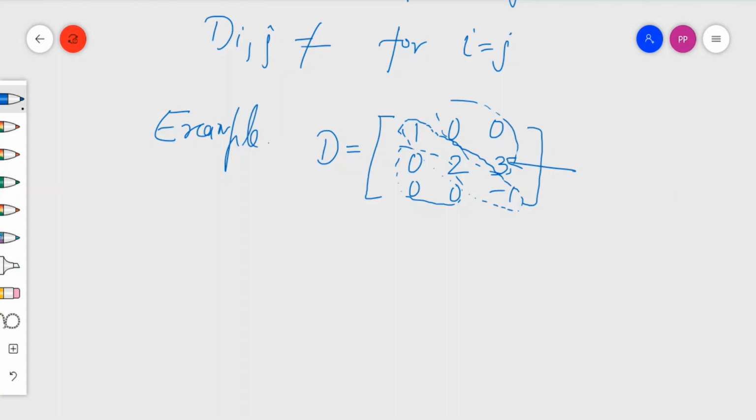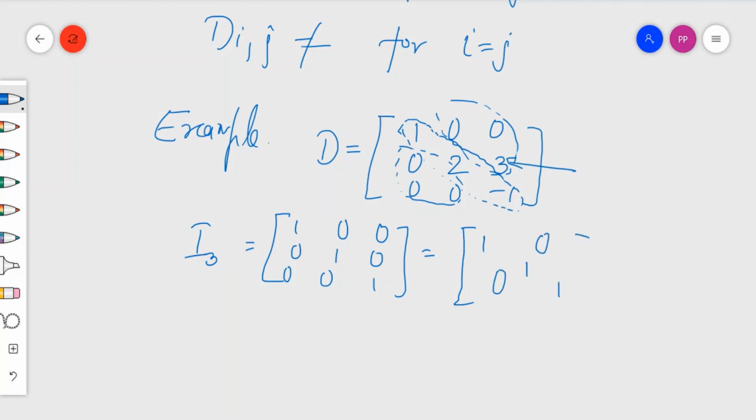So a very good example of a diagonal matrix is the identity matrix. So I3 is a diagonal matrix whose value is 1 0 0, 0 1 0 and 0 0 1. This can be represented sometimes as 1 1 1, with 0 elsewhere. So it means that this is a diagonal matrix with diagonal values as 1.